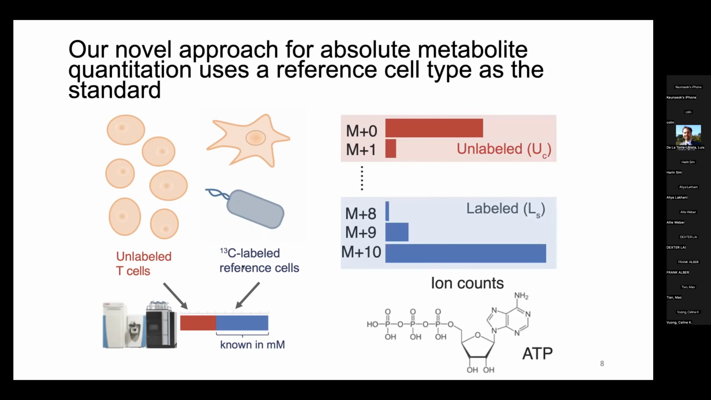So to give you an idea of what this would look like, here is ATP. ATP has 10 carbons, so if it's fully unlabeled, that would read out as N+0 on the LCMS. If all of the carbons are fully labeled, that would be N+10. Because of impurities in the isotope and also natural 13C abundance, we tend to get some smaller peaks at N+1 and then N+8 and N+9. So we group these together and we have an unlabeled fraction and a labeled fraction, and we know that the unlabeled fraction corresponds to the metabolites in the T cells, and the labeled fraction corresponds to the metabolites in the reference cells, which we already know.